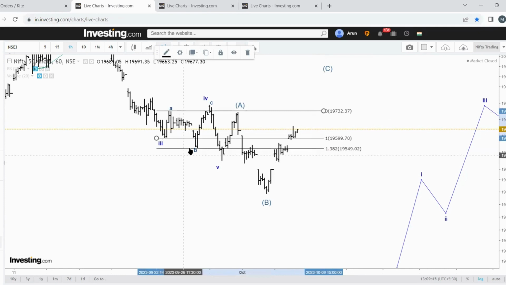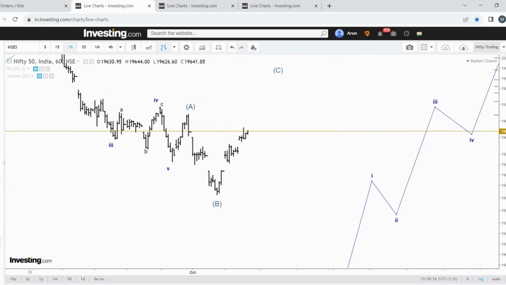See, 1.382%. So this B wave, because we cannot take all the moves as irregular flat. Okay. Most of the cases, the B wave will not exceed more than 1.382%. Most of the cases. Okay. Here, now you understand, right? The B wave of an irregular flat, in most of the cases, will not move above 1.382% of wave A, and this is the case we saw last week.